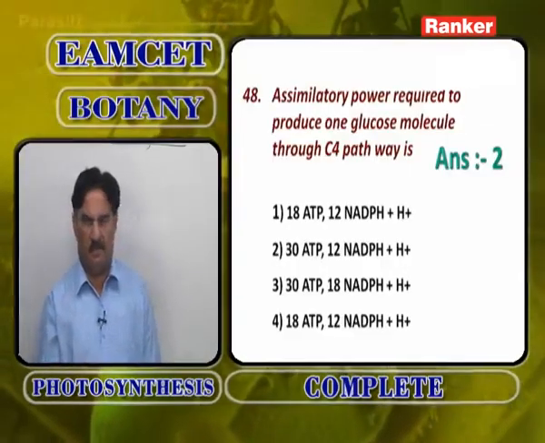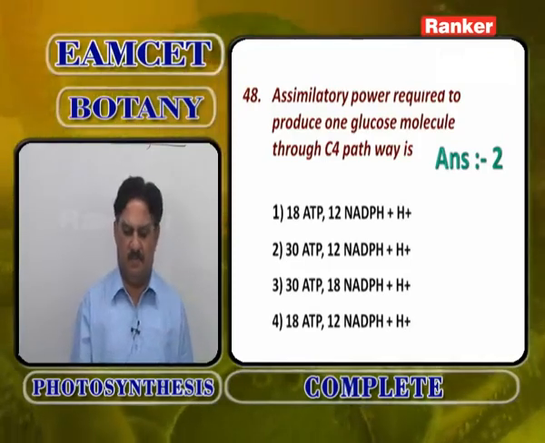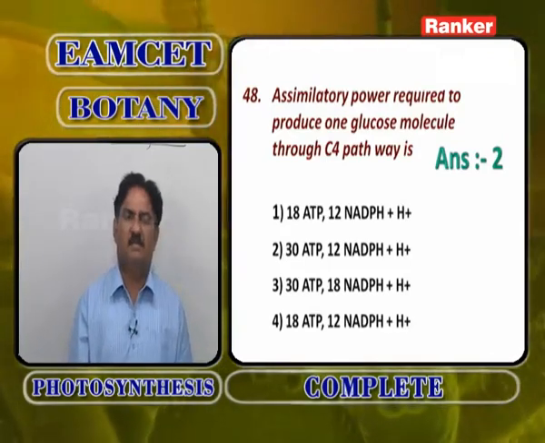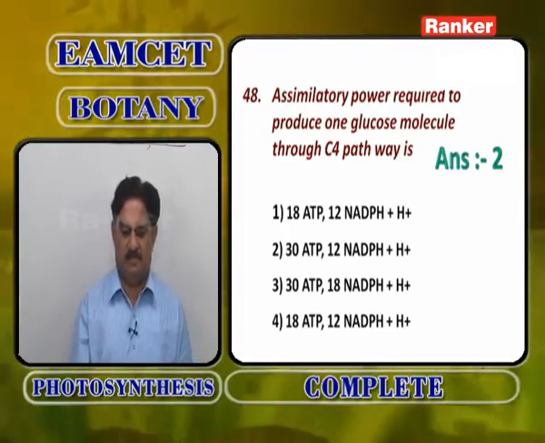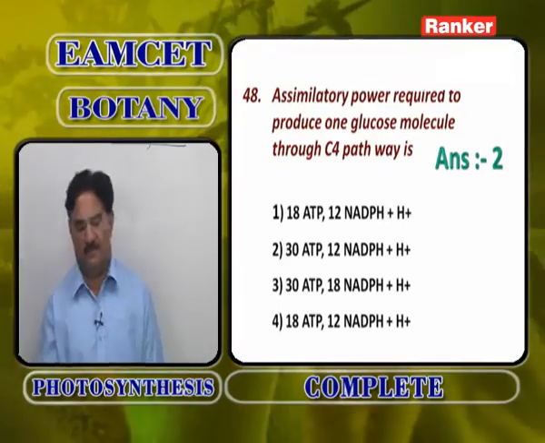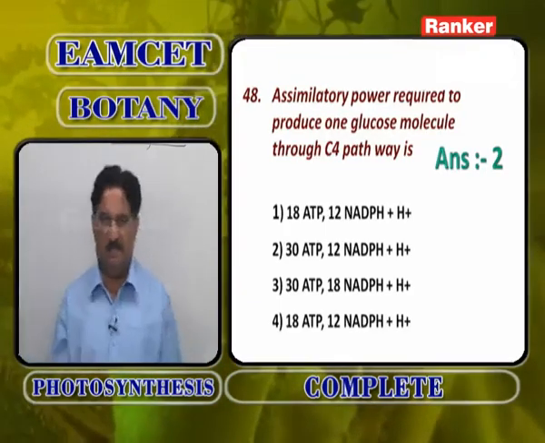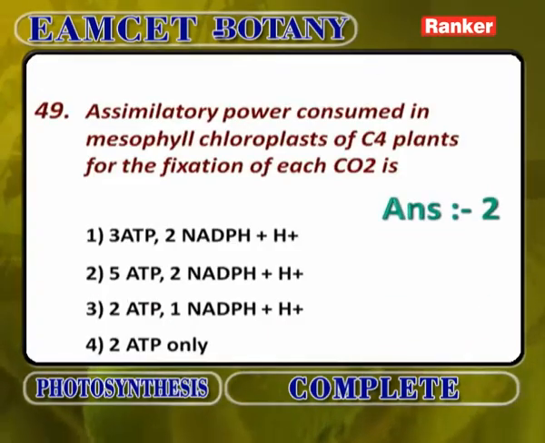Why? Because for 1 CO2, 5 ATP and 2 NADPH2. For 6 CO2 to produce glucose, it is 6 into 5, 30 ATP, 6 into 2, 12 NADPH2. So, assimilatory power required to produce one glucose molecule through the C4 pathway is 30 ATP and 12 NADPH2.